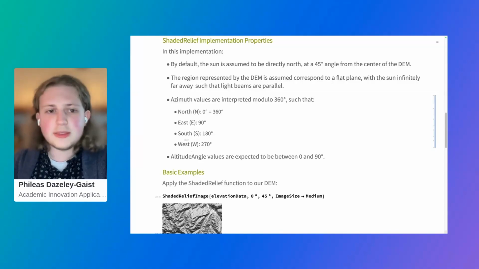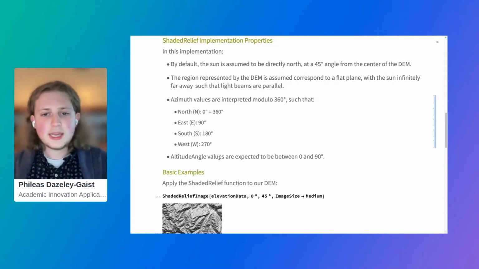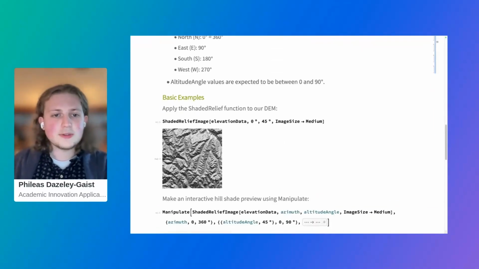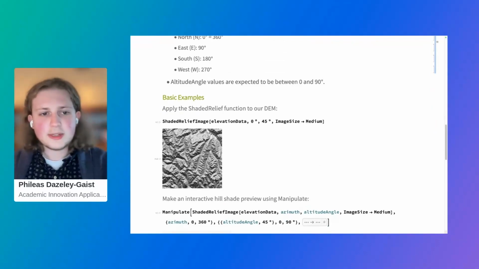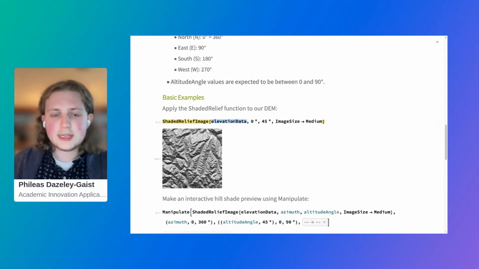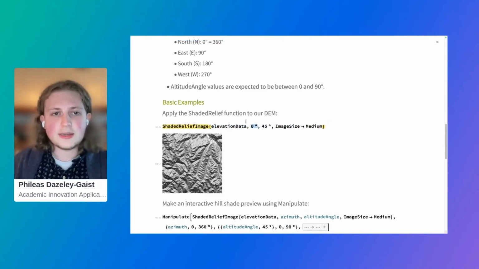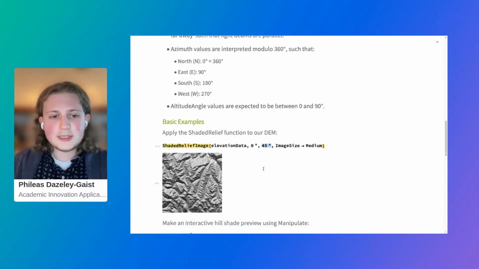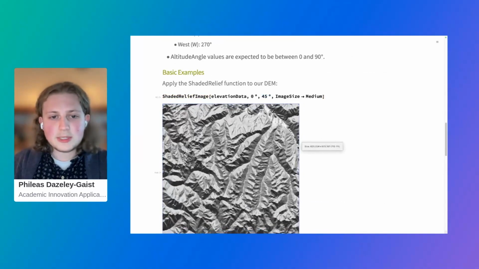Azimuth values in the function definition are assumed to be modulo 360, so north is 0, east is 90 degrees, south is 180 degrees, and west is 270 degrees. And the altitude angle values are expected to be between 0 and 90 degrees. With this function that I've defined above, I can just say, give me a shaded relief image of the GeoElevationData with the azimuth at 0 degrees and the altitude angle at 45 degrees. And here is the resulting image that we get.